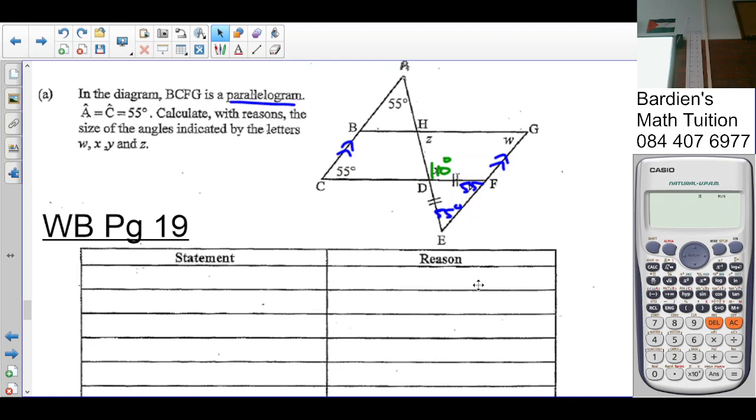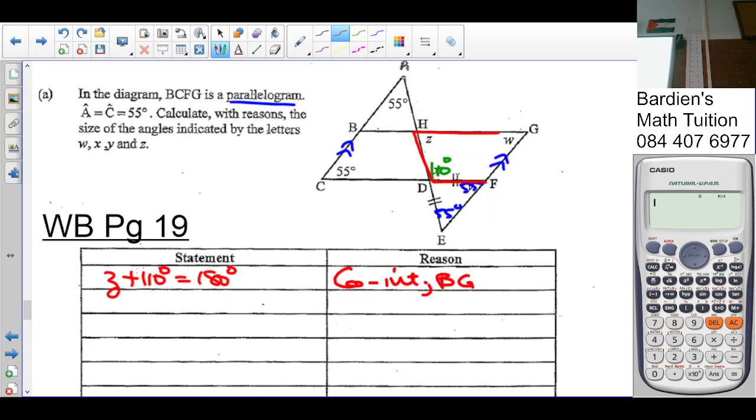Now what can we say? Z plus 110 equals? Not corresponding. I say z plus 110 degrees equals 180. Reason: co-interior angles, with BG being parallel.